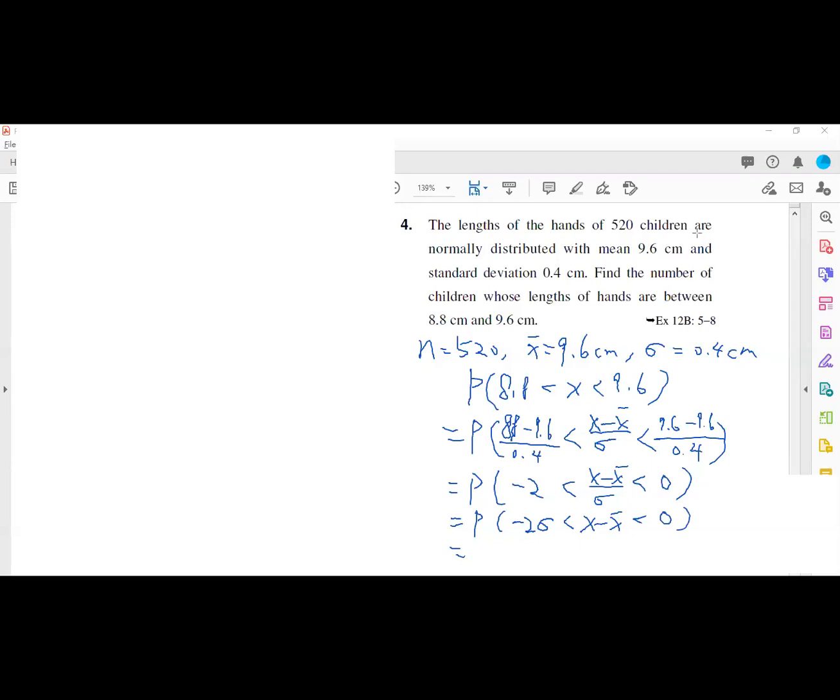And then you add the x bar to left hand side and right hand side. So it becomes x bar minus 2 sigma less than x bar plus 0, or just x bar. It's okay.